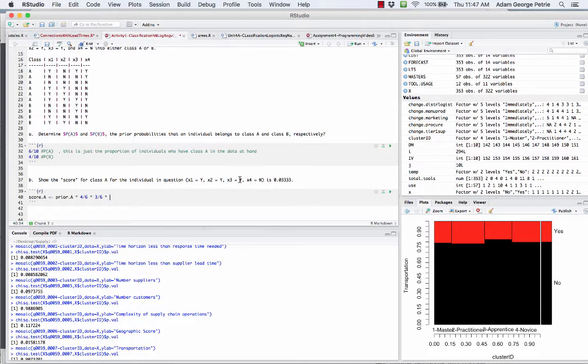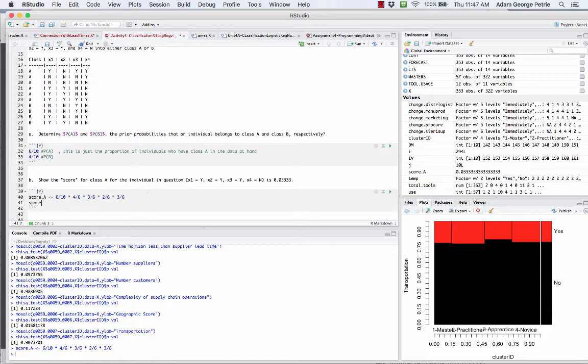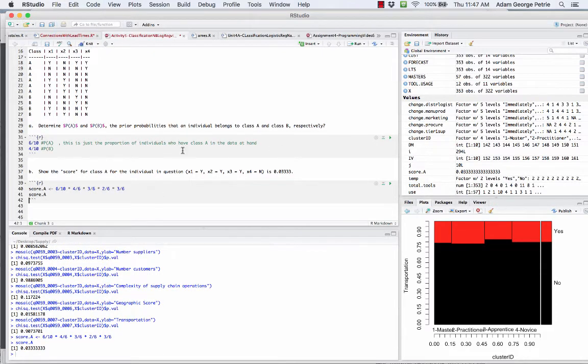What fraction of people in class A had x3 equal to y? 2 out of 6, and then times the fraction of people in class A that had the same value for that fourth characteristic, an n, which we see is 3 out of 6 here. So I can replace the prior probability of class A with 6 out of 10, and we can come up with a value for the score. I've given you the answer for this, so we've confirmed that we've done the correct computation.